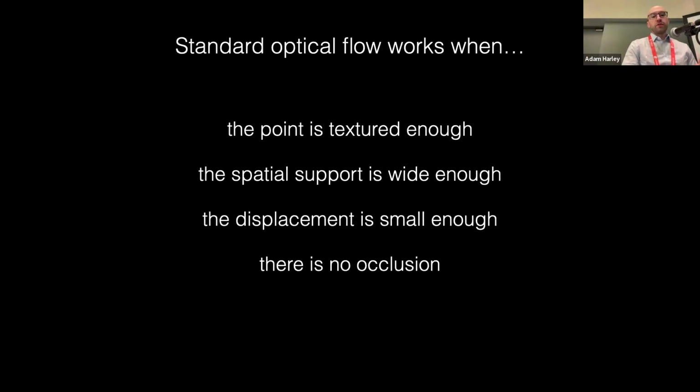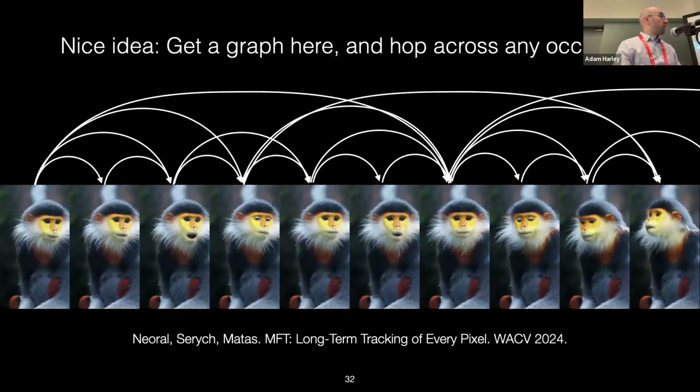So in general, optical flow tends to work well when the point you're tracking is textured enough, the spatial support for it is wide enough, the displacement between where you started and where it is small enough, and also there hopefully is no occlusion. So if all this is true, then flow is pretty safe, but the problem arises when it's not true. But anyway, based on those observations, a nice idea here is to get a graph of correspondences at various distances, and then try to find a way to hop along the graph. So for this idea, you can also dig up old references, but Yuri Matas's group has done a nice exploration of it recently.